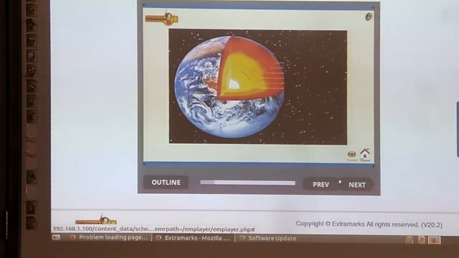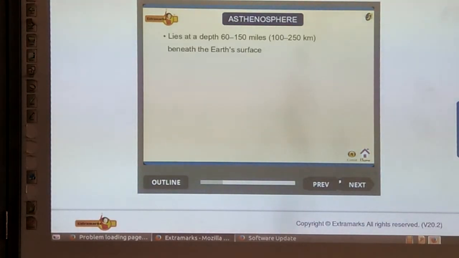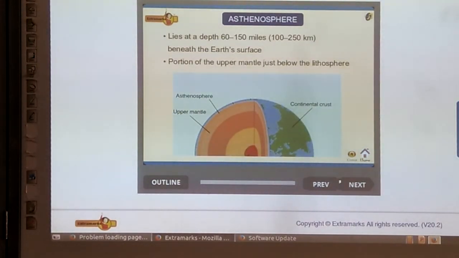We can better understand the location of the upper and lower mantle with the help of this picture. The asthenosphere lies at a depth of 60 to 150 miles or 100 to 250 kilometers beneath the surface of the Earth. It is the portion of the upper mantle just below the lithosphere.